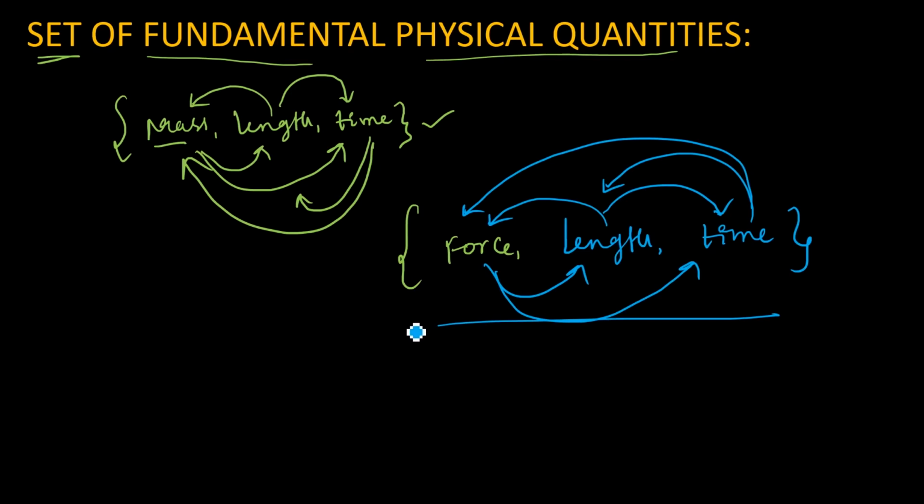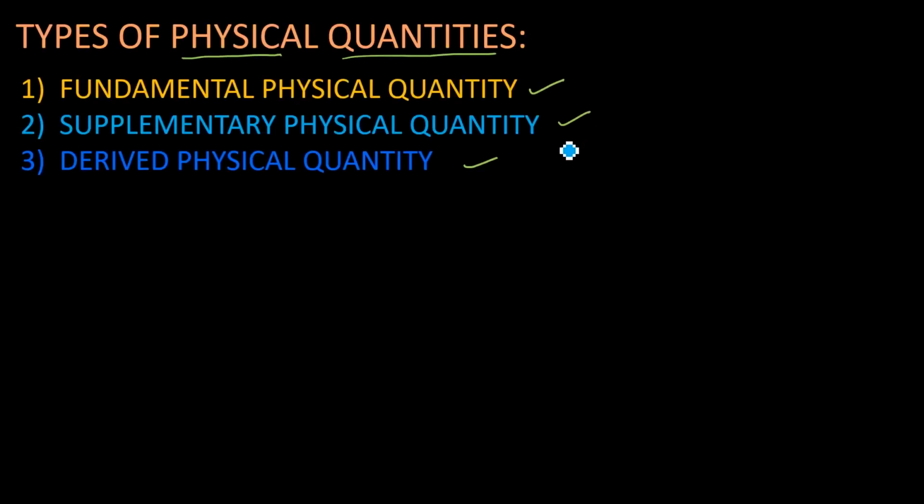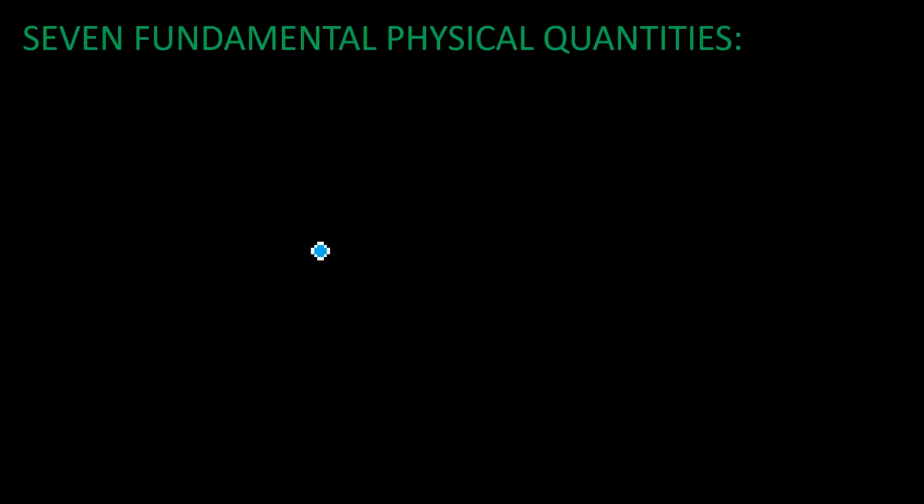Now we'll go to the next one, that is the 7 fundamental physical quantities. We'll discuss these points clearly in depth. Now we will discuss: there are 7 fundamental physical quantities.